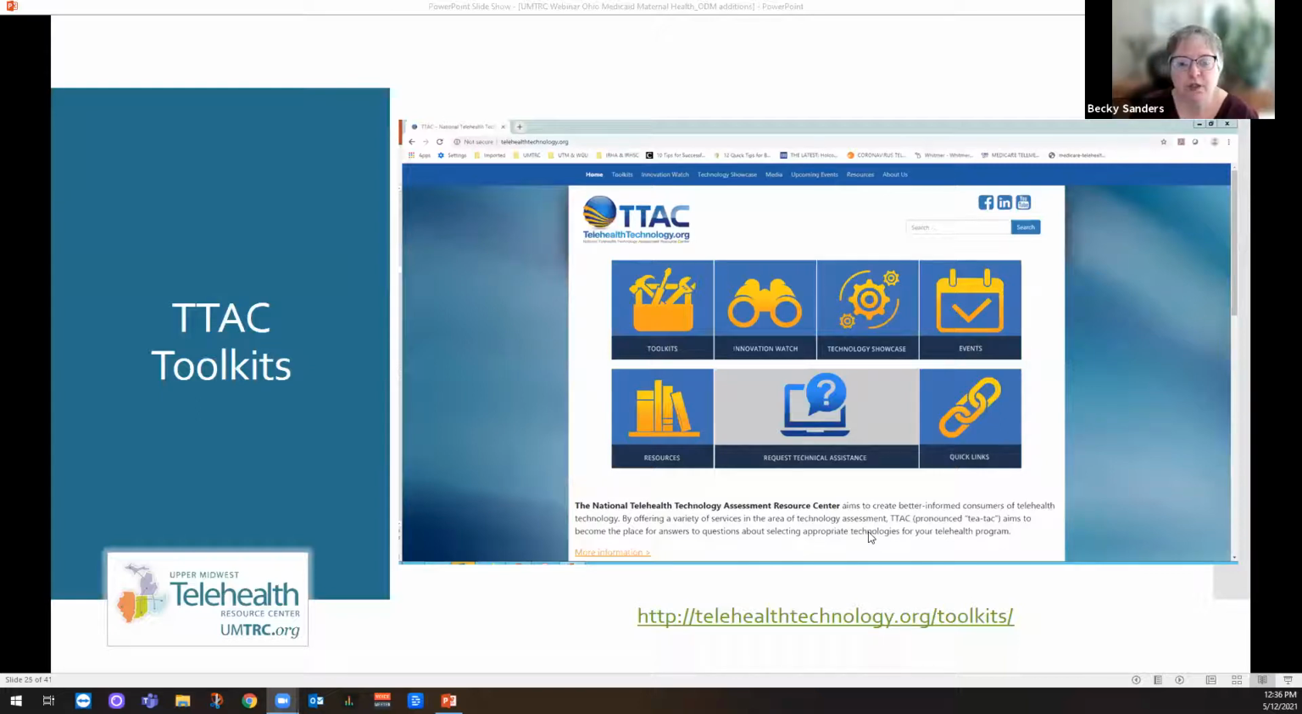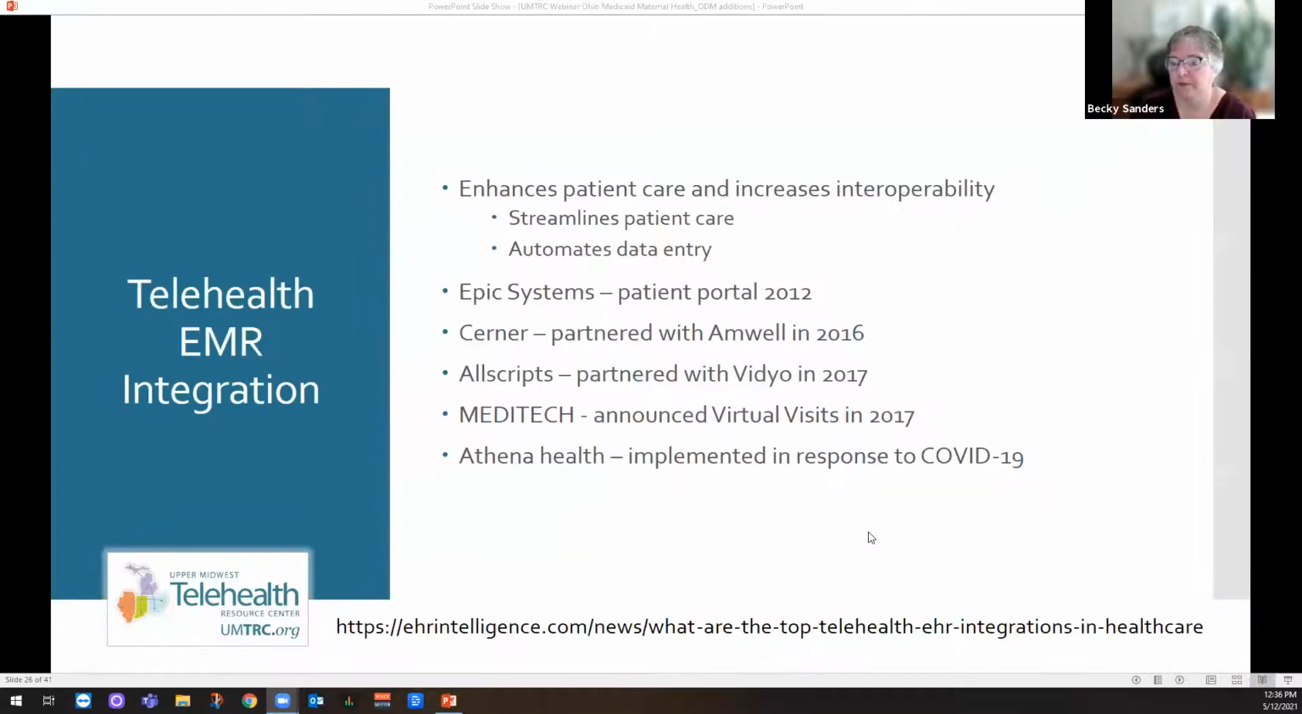The National Telehealth Resource Center for Technology is what we call TTAC, but it's the Telehealth Technology Assessment Resource Center. And they have a variety of toolkits, videos, and comparisons of different types of technology, if you need assistance with making a choice on which type of technology you want to use.